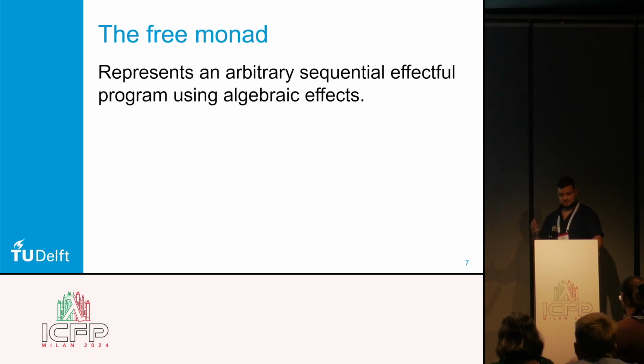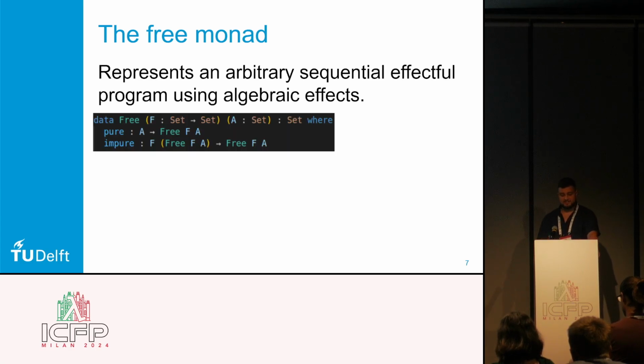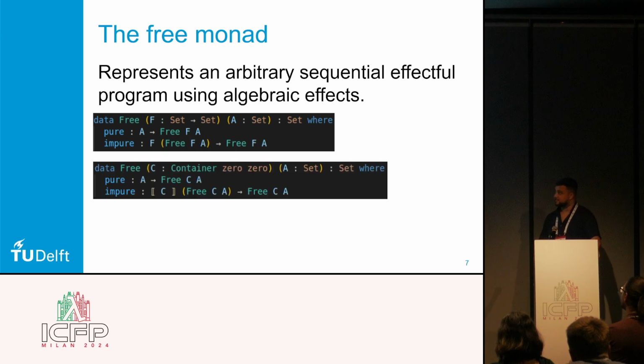So the free monad is a data structure that represents arbitrary sequential effectful programs that use algebraic effects, and it is typically defined like this. However, this definition is not accepted by Agda because it is not strictly positive, namely because the functor f is not guaranteed to be strictly positive. So we need some way of representing strictly positive functors, and for that we use a standard approach, which is containers. So this is our actual definition of the inductive free monad.